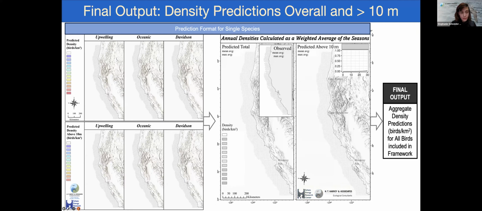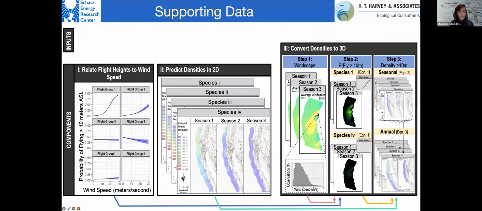And then our final step: after we make all these predictions for different species and seasons, we aggregate these across species and season into a final aggregate density prediction, which feeds into the broader optimization analysis. It offers a long-term multi-decadal perspective on the seabird community that is included in the framework. So next slide, we can delve deeper into the data that supports the 3D framework, the inputs.